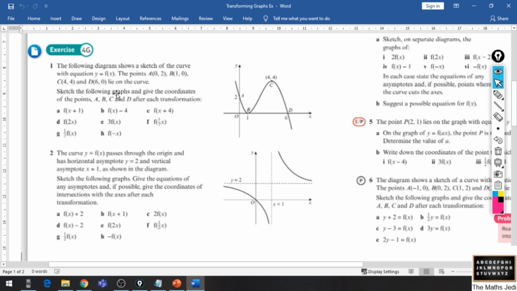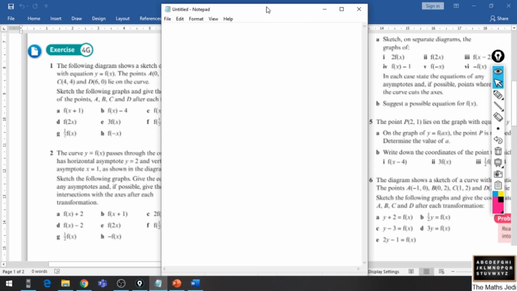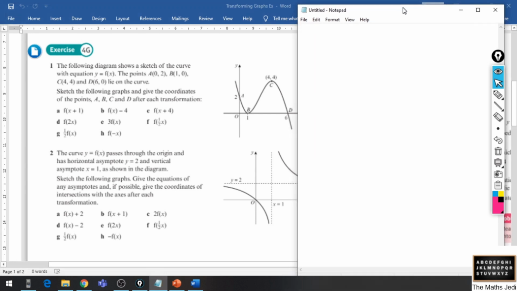So this is from the book, page 80, if you want to look it up, exercise 4G. It says the following diagram shows a sketch of the curve with the equation y equals f of x. The points A, B, C and D lie on the curve. It says sketch the following graphs and give the coordinates of the points A, B, C and D after each transformation. So I'm going to get my notepad up here so we can have a look at that and see if we can figure this out together.